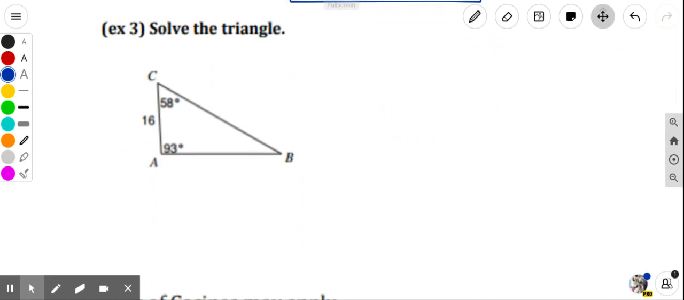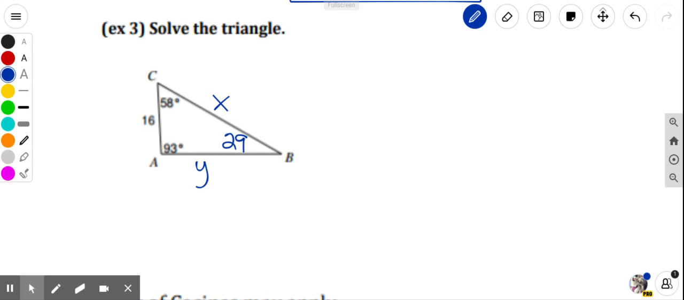Example 3 is asking us to solve the entire triangle. So basically, in order to do this, you would do law of sines twice. Basically, you can find this missing angle, angle B right here, by adding 58 and 93 and subtracting from 180. So we get that B is 29. Okay, and then you can make like this X and this Y.